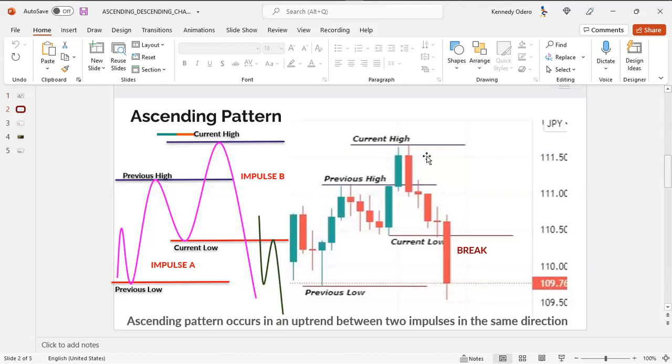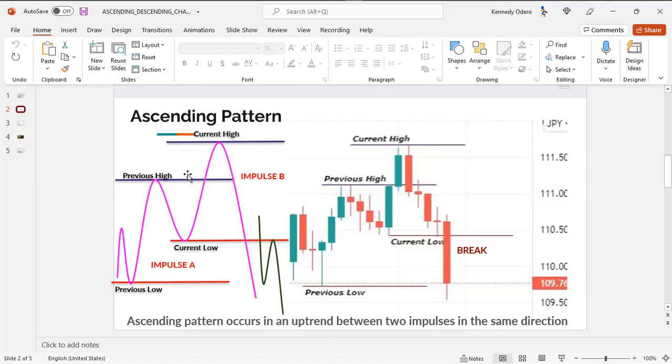So this is a screenshot that I took from the charts. As you can see, the charts move like this normally. They move like this. So I've tried to also draw it using a line graph so that you're able to see. So for you to be able to grasp the ascending pattern, normally you have to have in mind two impulses that are going in the same direction. And for ascending, the impulses must be on an uptrend, meaning the market should have changed direction.